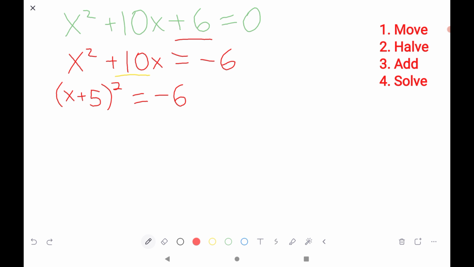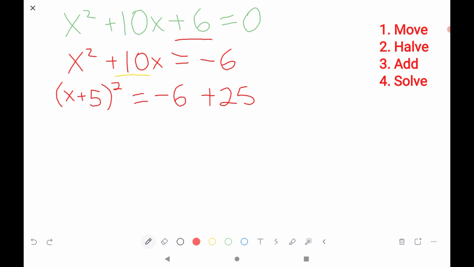The next step is add. So we want to add a value to the right-hand side of the equation, just here. And the value that we want to add is simply 5 squared, because that's what we wrote in the bracket. So 5 squared is 25, so we can just write plus 25 on the right-hand side of the equation. So that is step number 3 finished.